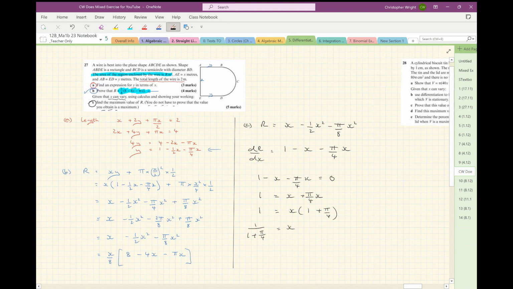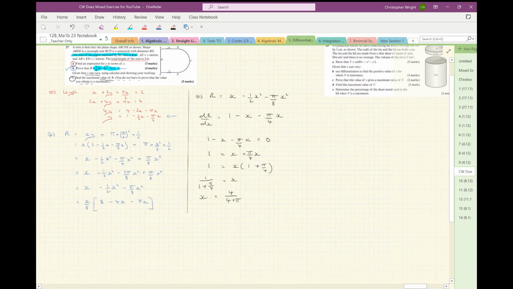That equals x. Now I'm sure I can make that simpler. What about if I multiply top and bottom by 4, so x equals 4 over 4 plus pi? So that is the radius that gives me a maximum area. Now the question says find the maximum value of that area, find the maximum value of r. So I'm going to need to now take my formula for r.